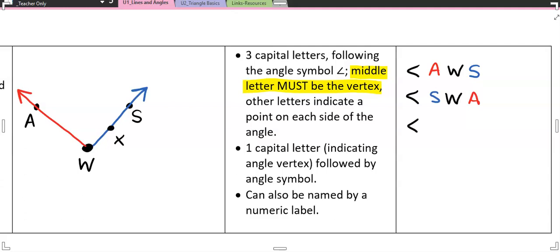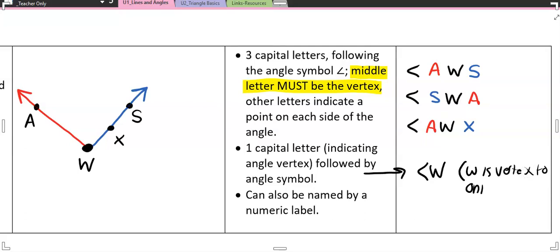And of course, because the blue ray has 2 points, X and S, on it, we could use X there instead of the S. So we could call it, for example, AWX. That would be another example of one. Another alternate way for us to label this is just one capital letter, which is going to be the vertex. So in some cases, we may just call this angle W, but this means W is the vertex to only one angle.